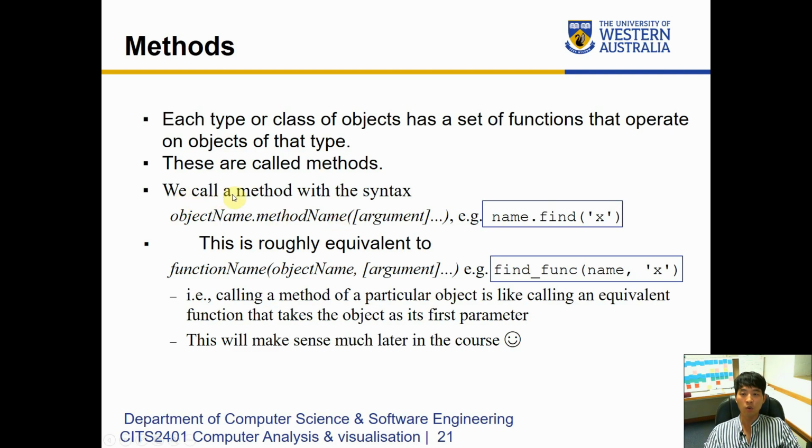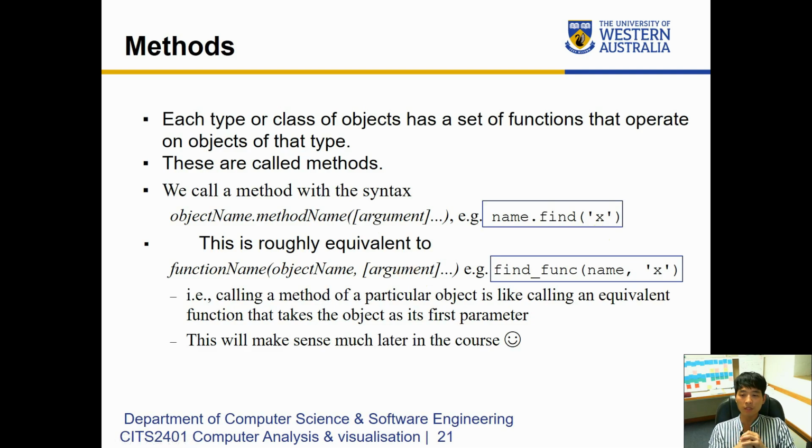We call a method, which is a function specific to the object type, by writing the name of the object, dot, the name of the method. So the typical syntax looks like this, and then you can pass in however many arguments it needs. This is roughly equivalent to calling a function name with the object name plus whatever arguments are needed to carry that out.